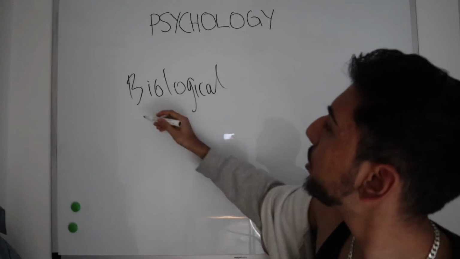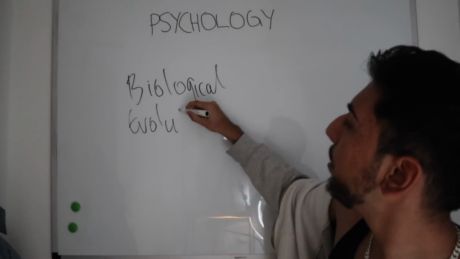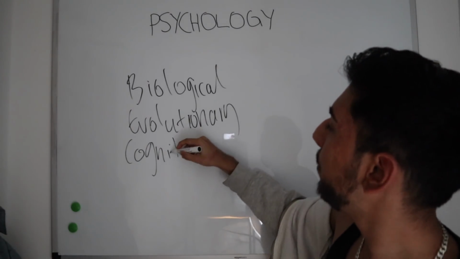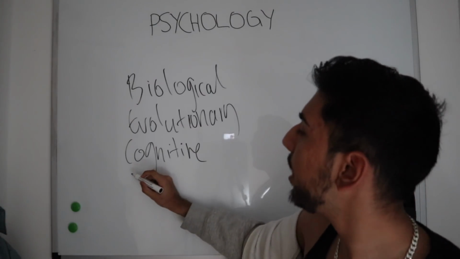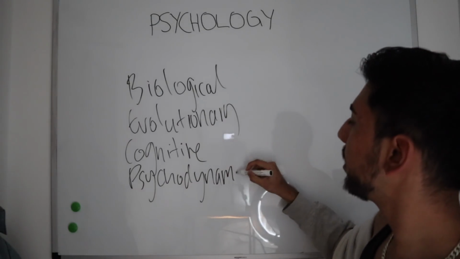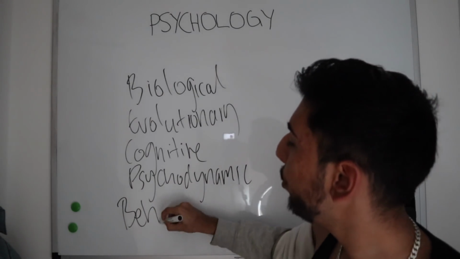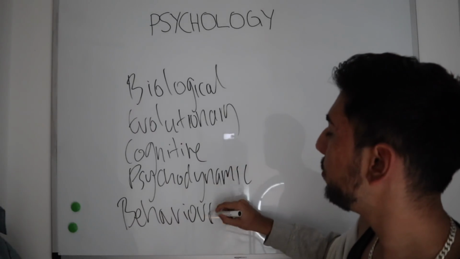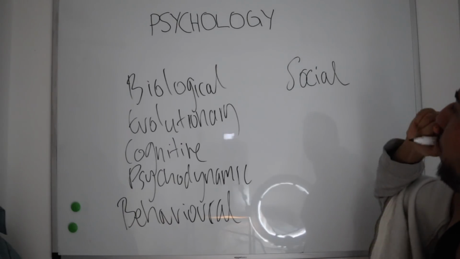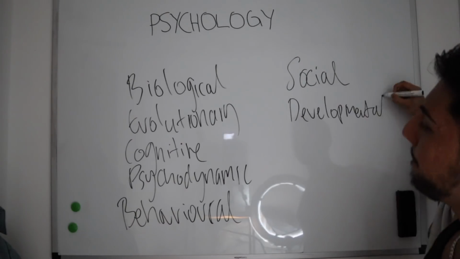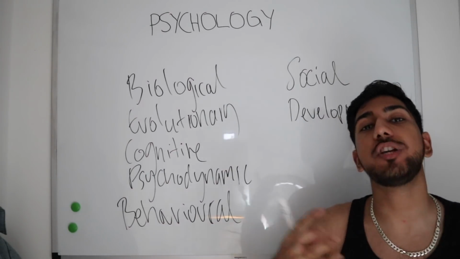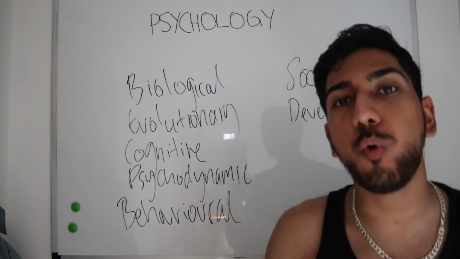the biological approach. We're going to look at the evolutionary approach. We're going to look at the cognitive approach. We're going to look at the psychodynamic, the behavioral, which is what we're also going to focus on later on when we look at our theory. We're going to look at social. We're also going to look at developmental, and more importantly, they all attempt to look at psychology-based interventions, which basically means what are the solutions.